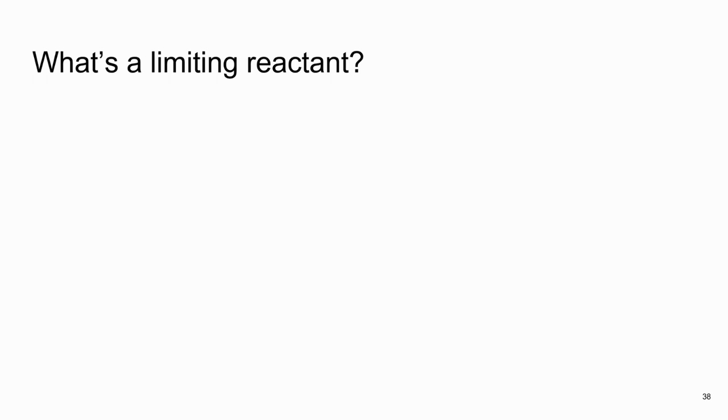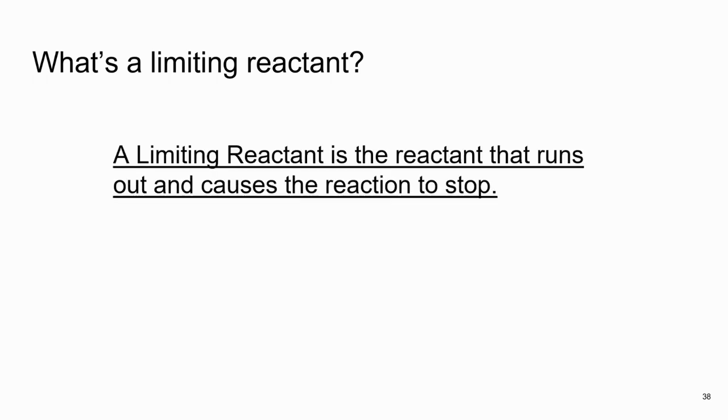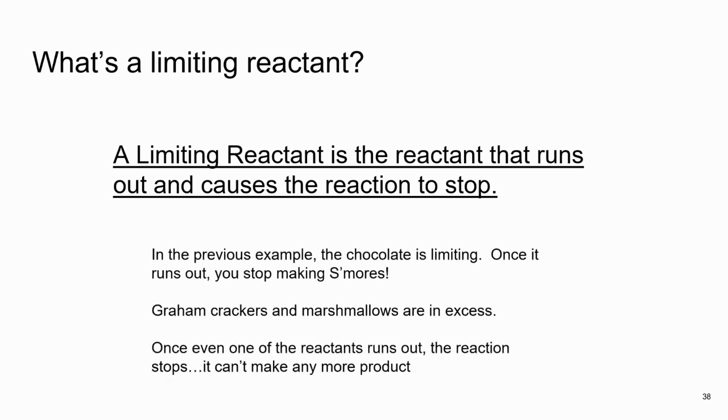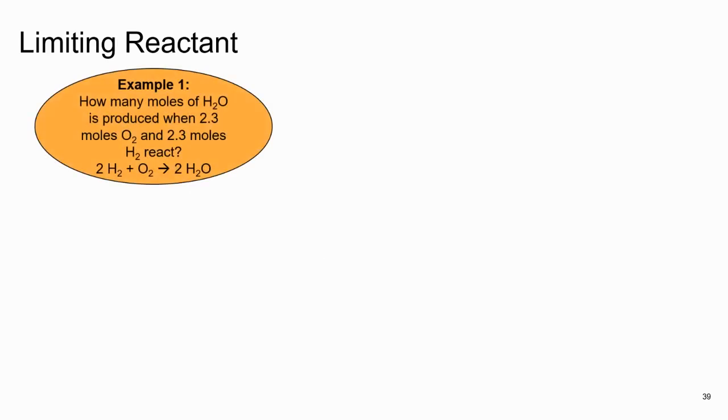So just to review, what's a limiting reactant? The reactant that runs out. It's going to cause the reaction to stop. And so in our example, the chocolate was limiting. Once it runs out, we have to stop making s'mores. Graham crackers and marshmallows were both present in excess. Once even one reactant runs out, the reaction stops because it can't make any more of the product. So let's look at some chemistry examples.